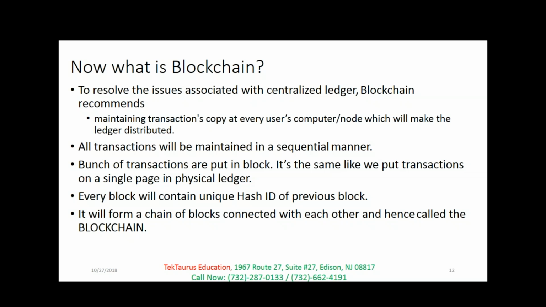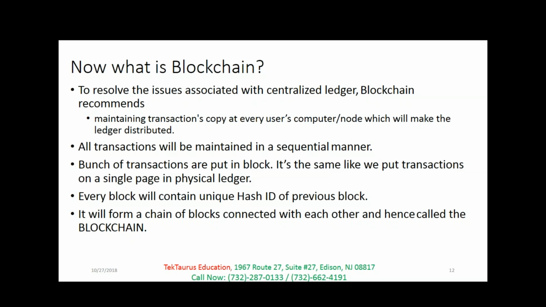How will it be connected? Whenever a new block is created, that new block will also store the hash ID of the previous block. Suppose 50 transactions are over, a new block will be created and become part of the chain, and that new block will have the hash ID of the previous block. So each transaction becomes part of a block, and each block has a hash ID.